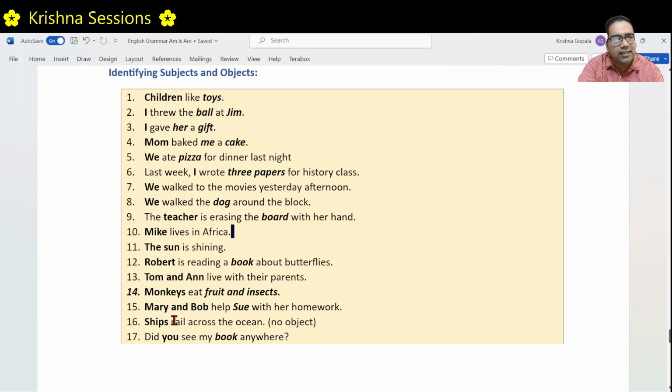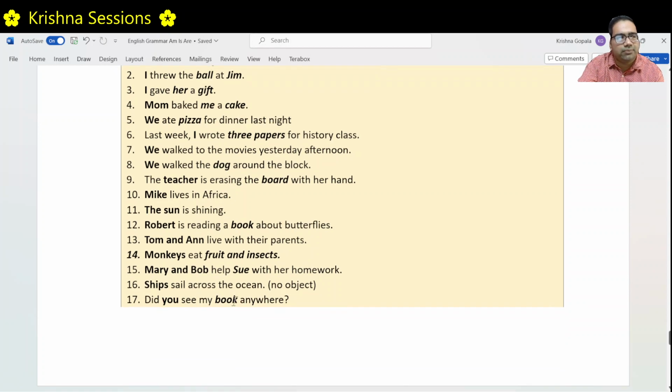Ships sail across the ocean. Ships sail what? That is not answering the question. Across the ocean, again, it's a mode or path, and it is not taking the action of the verb sail. That's why there is no object. There is no direct object, indirect object here.